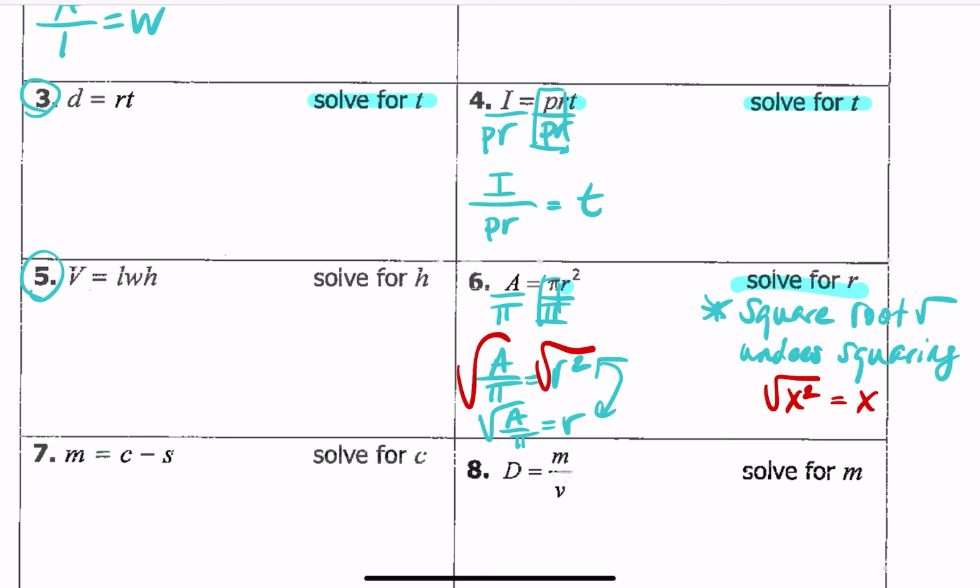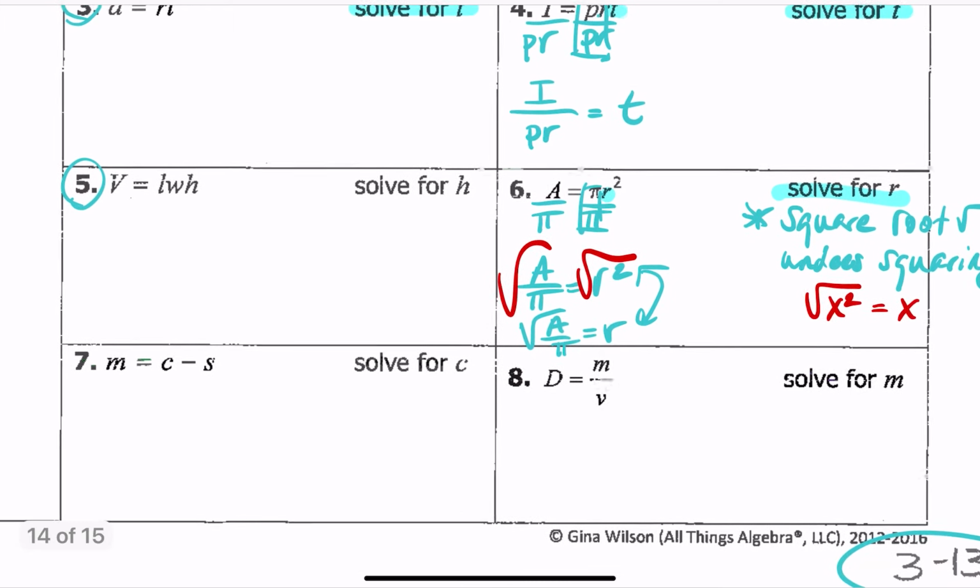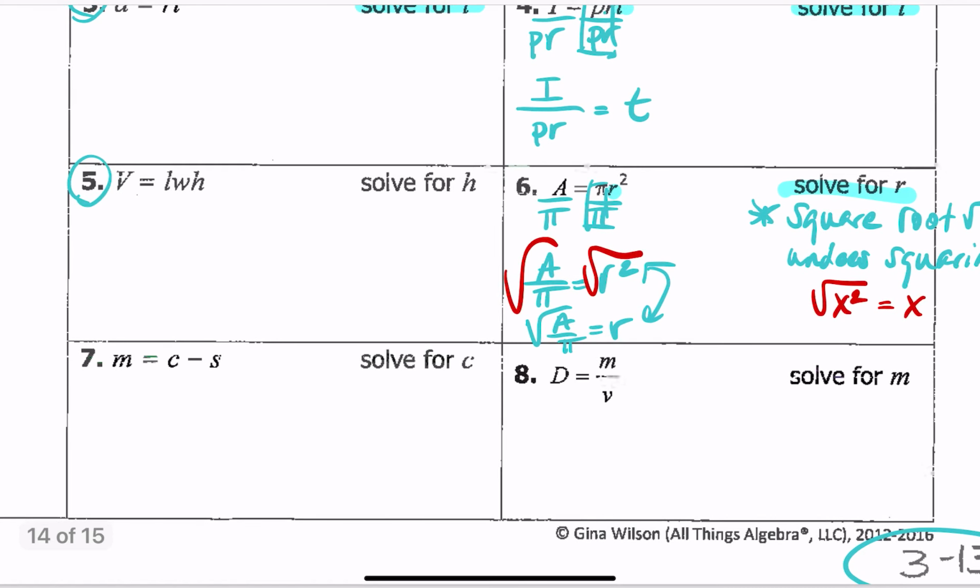So this is one of the trickier parts of solving literal equations, undoing the exponent. And for squaring, you just have to take the square root. It sounds complicated, but it really isn't. And if you look at your answer in the end, you just have the square root of a over pi equal to r. So I am going to let you do number 7 by yourself, because that one's similar to ones we've done in the past. Number 8, though, we'll do together.